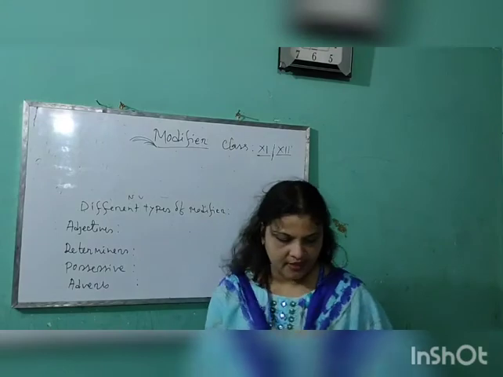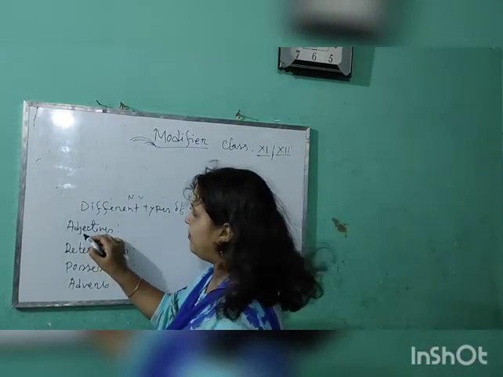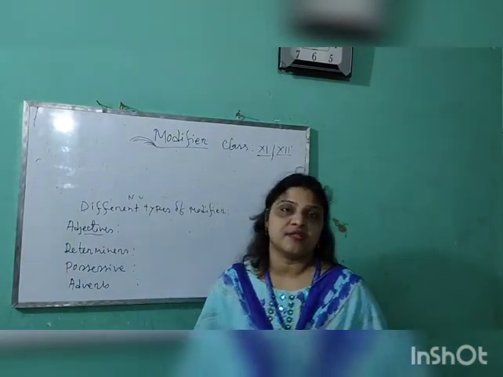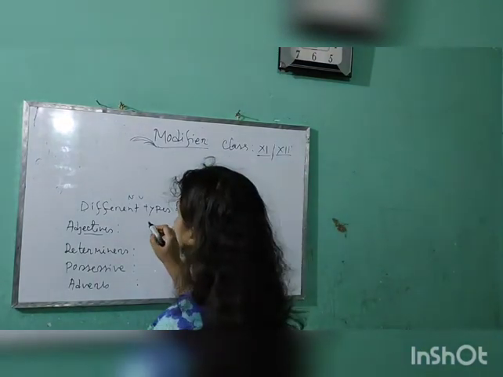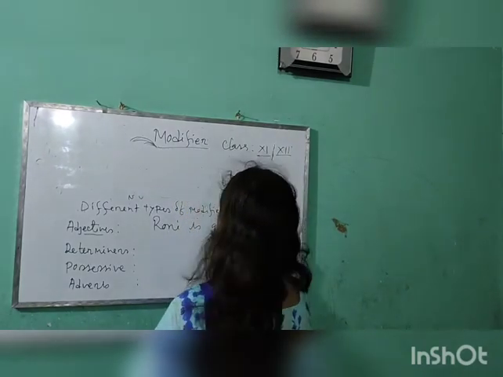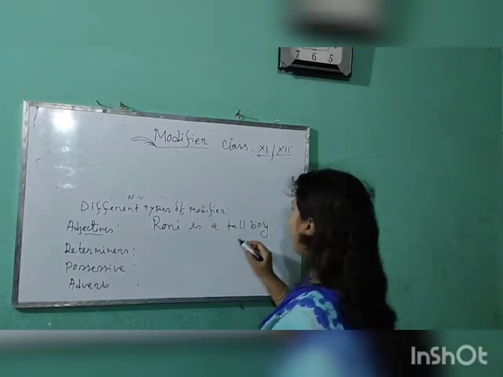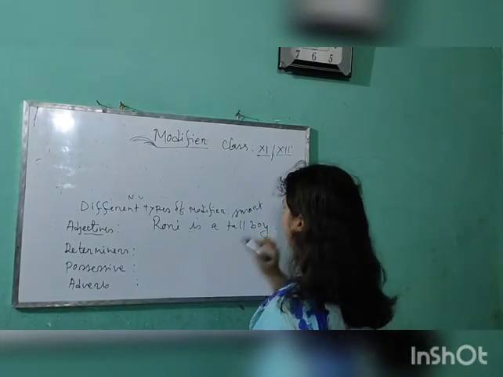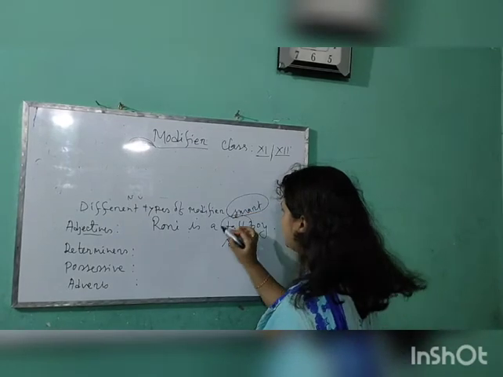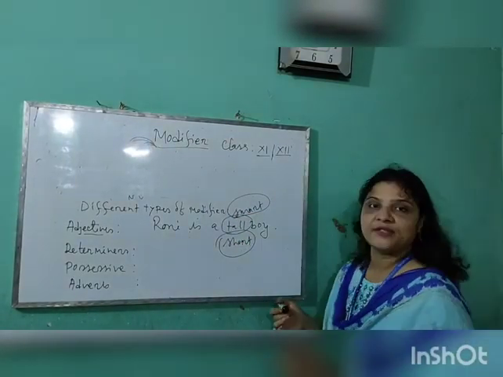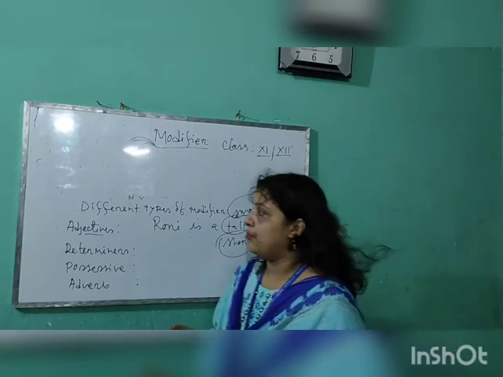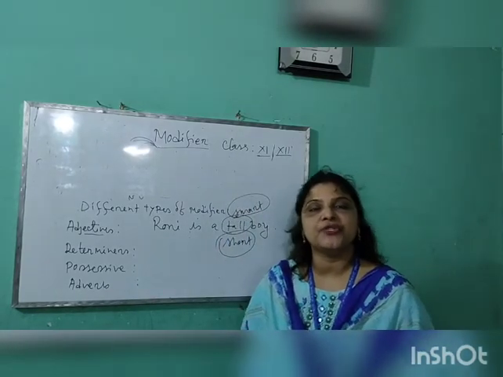Different types of modifier. First of all, I must mention adjectives. Adjectives are vastly used as a modifier. Like I can say, Ronnie is a tall boy, or smart boy, or short boy. So you see, I've used short, tall, smart, like these words. These words are adjectives, and basically simple adjectives are always used as a pre-modifier.